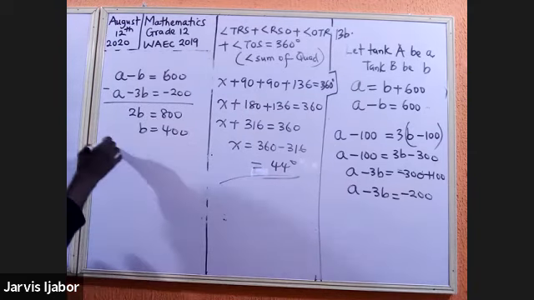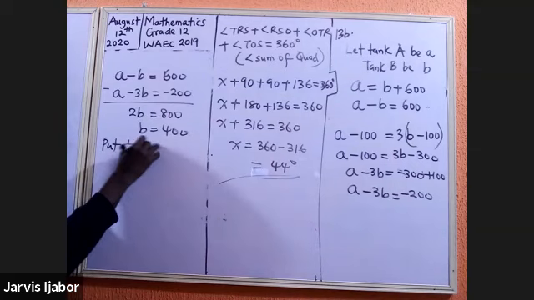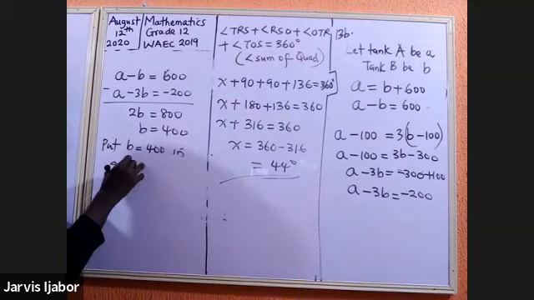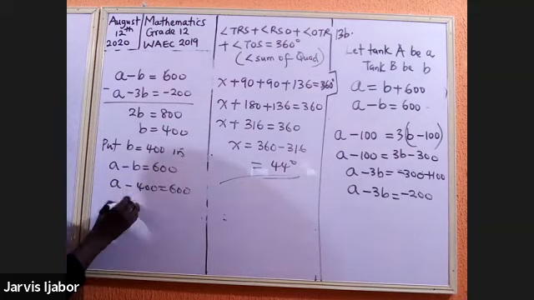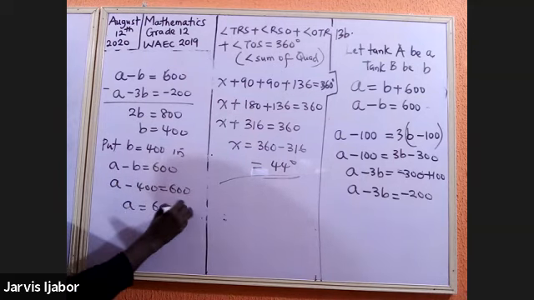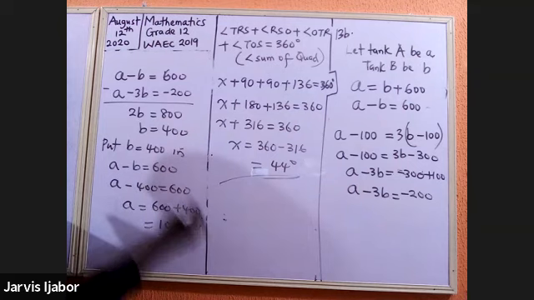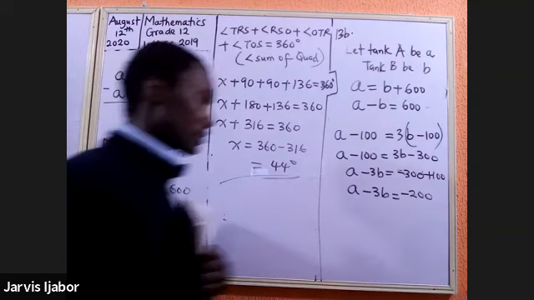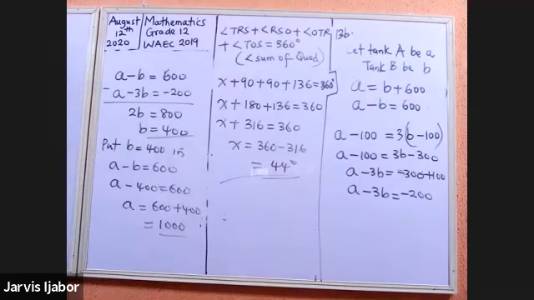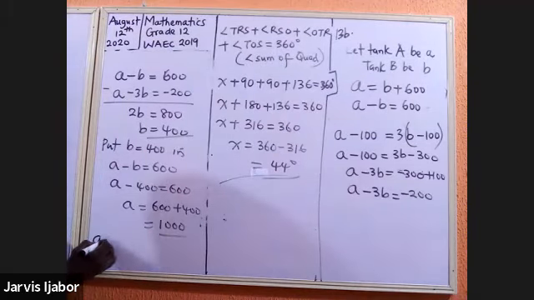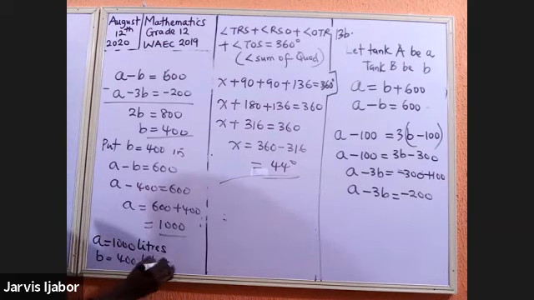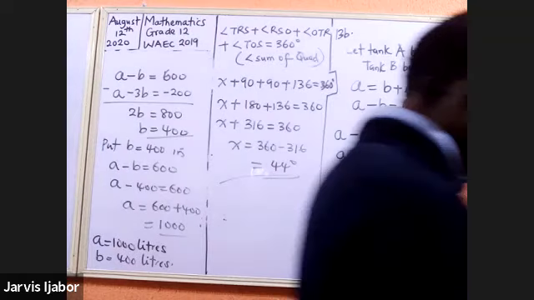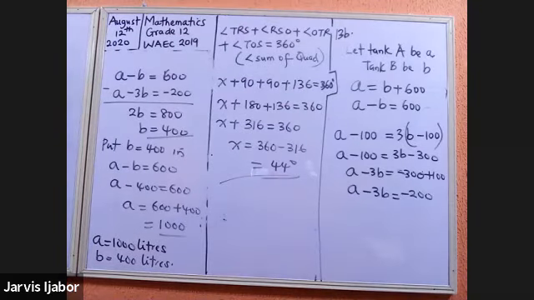Now, at this point, put B equal to 400 in A minus B equal to 600. Means that A minus 400 will be equal to 600 and A will be equal to 600 plus 400. What does that give you? 1,000 liters. So A is 1,000 liters and B is 400 liters. I will advise you to put the units, liters. I don't know whether they are going to penalize for units.